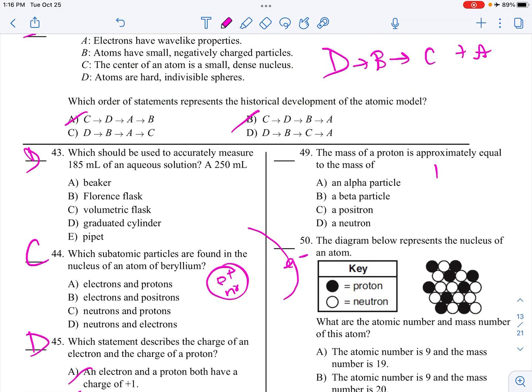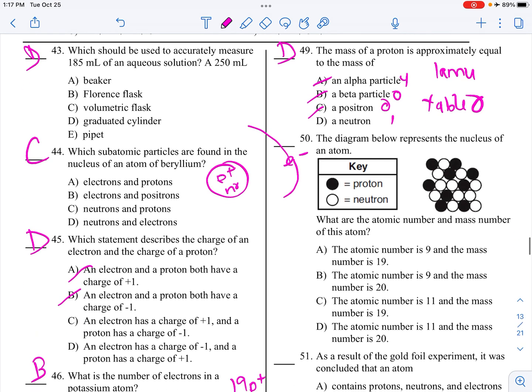Mass of the proton, which is 1 AMU, is approximately equal to the mass of. Okay, so this is table O. So if you go to table O, which I'm doing right now, you're going to see that an alpha particle has a mass of 4 AMU, so that's not the same. A beta particle has a mass of 0 AMU. A positron has a mass of 0 AMU. A neutron has a mass of 1 AMU.